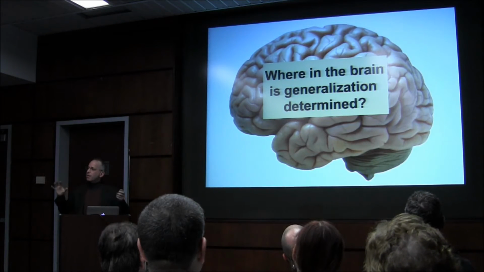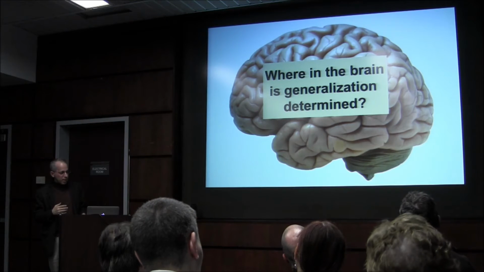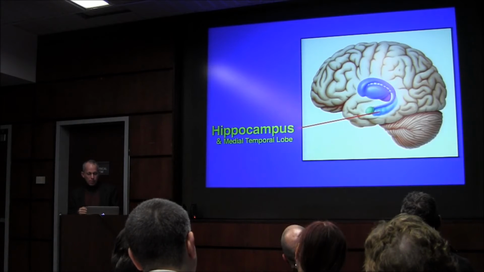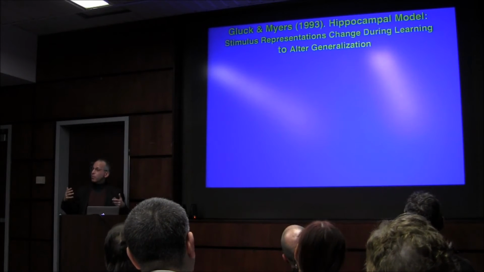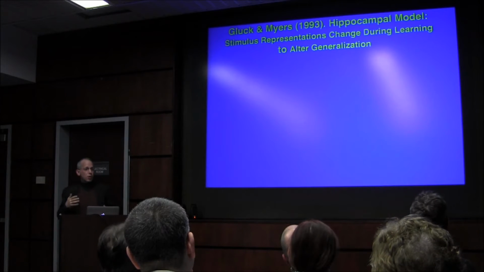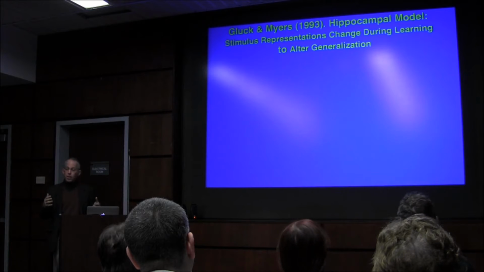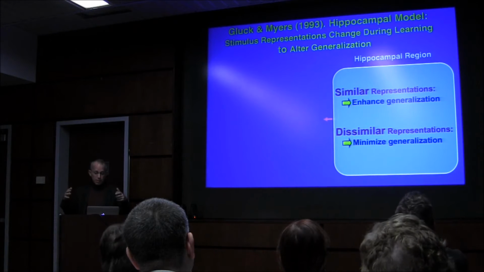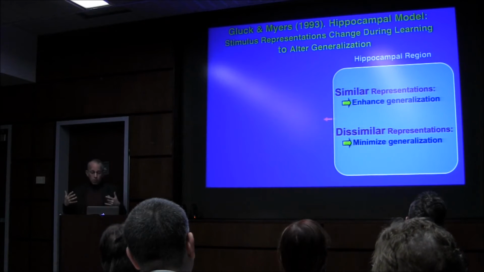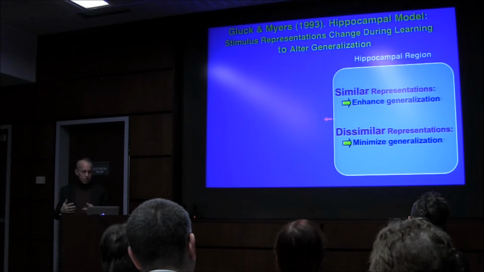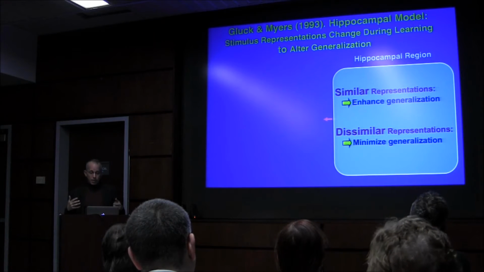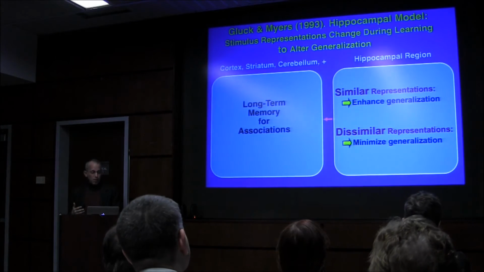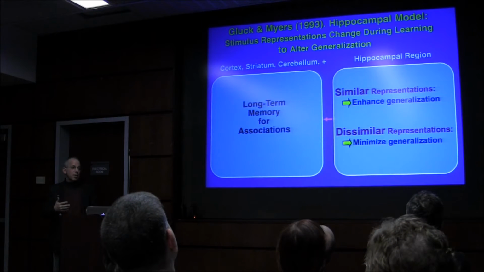So where in the brain is this kind of generalization behavior determined? One brain region that's critical is the hippocampus in the medial temporal lobe. Soon after I arrived here in the early 90s, Catherine Myers and I developed and proposed a computational model of the hippocampus in which we argued that stimulus representations change during learning to alter generalization. The basic idea is that the hippocampal region creates more similar representations in some cases so as to enhance generalization, and more dissimilar representations in other circumstances so as to minimize generalization. These altered or adapted representations are then used by the striatum, the cortex, and the cerebellum for various types of long-term memory.